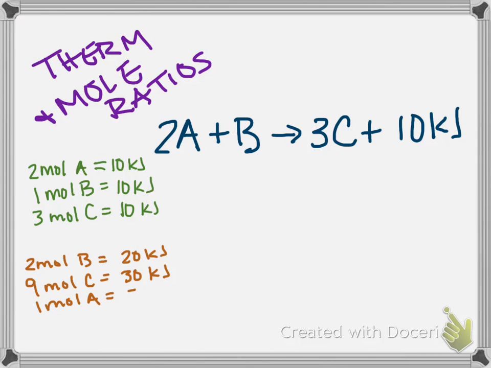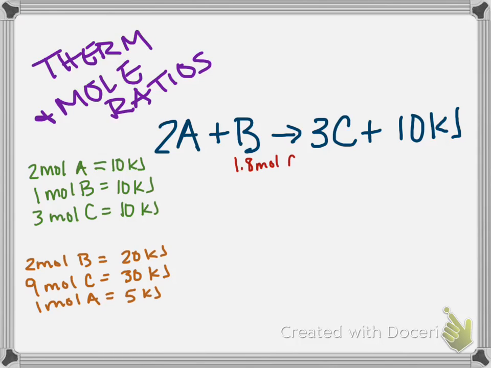If I only had 1 mole of A, that's half the amount of A that I have in my equation, which would mean half the amount of heat. Okay, so those are easy when it's just twice as much or half as much. Okay, sometimes we might have to do a little bit of the mole problems though.